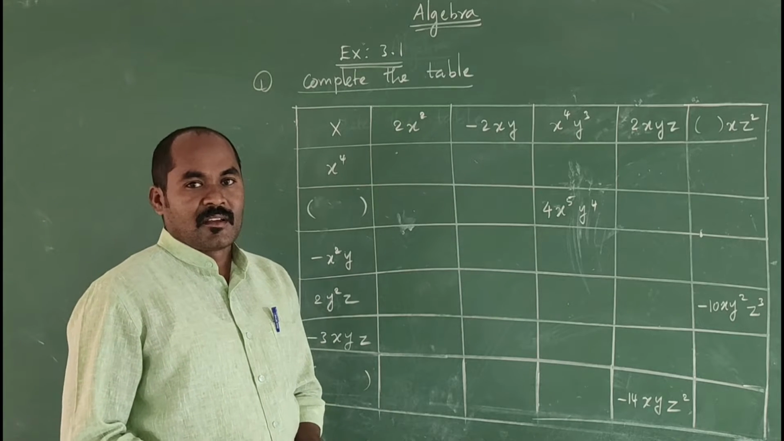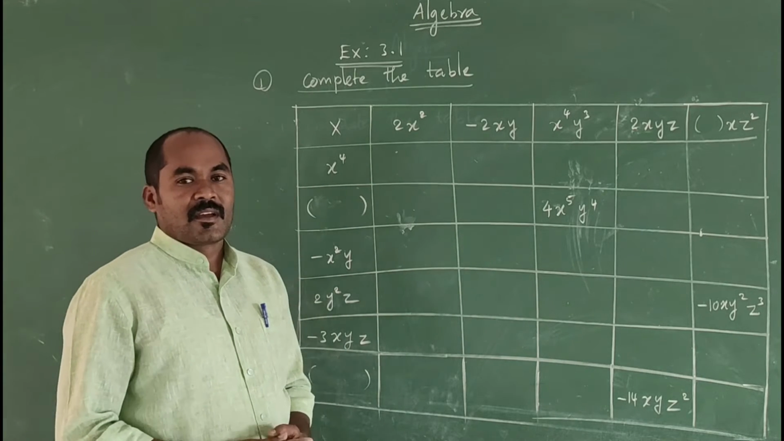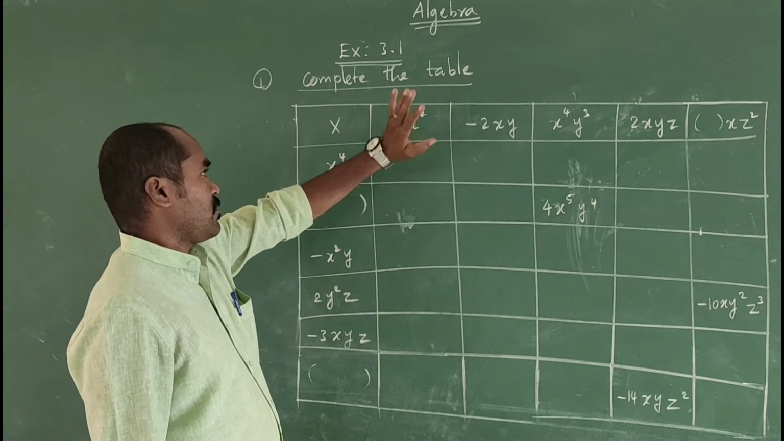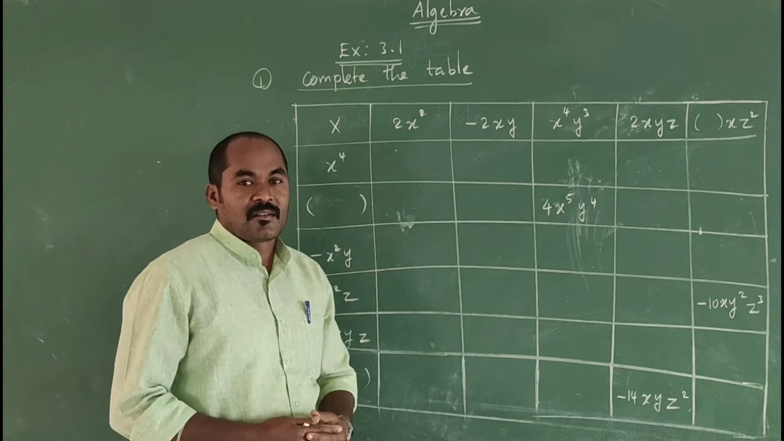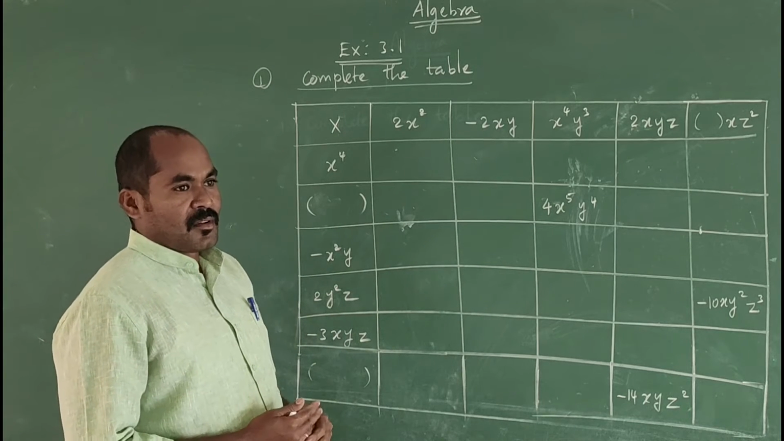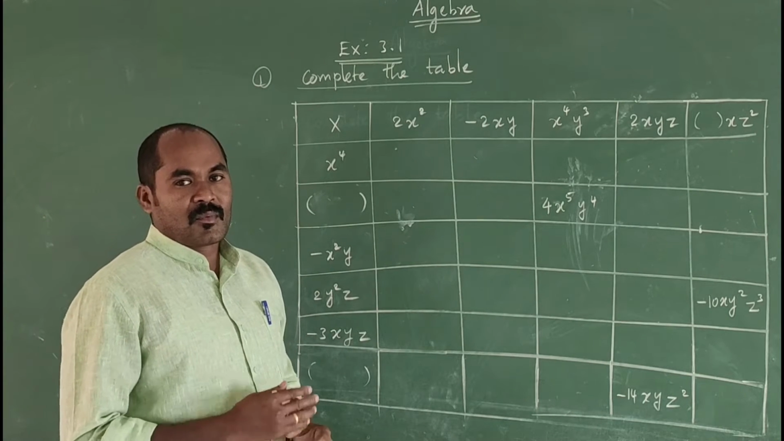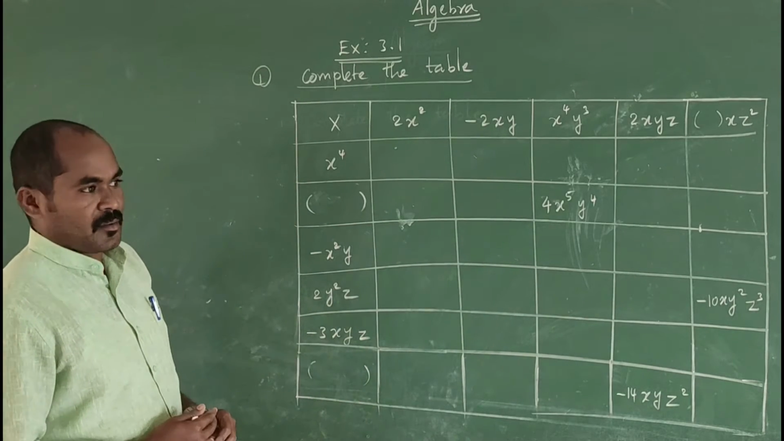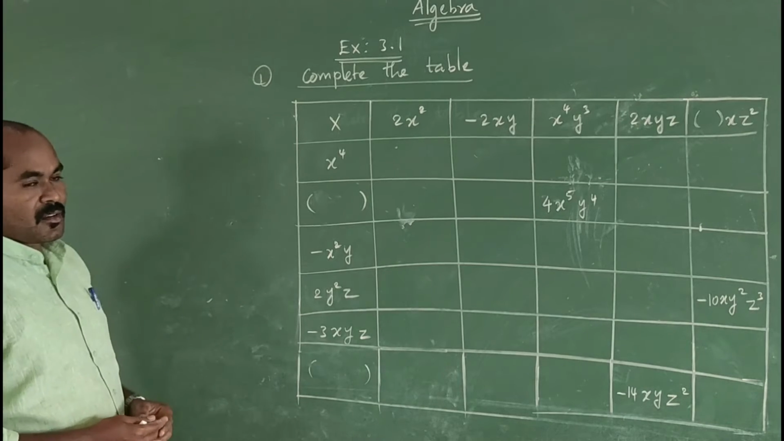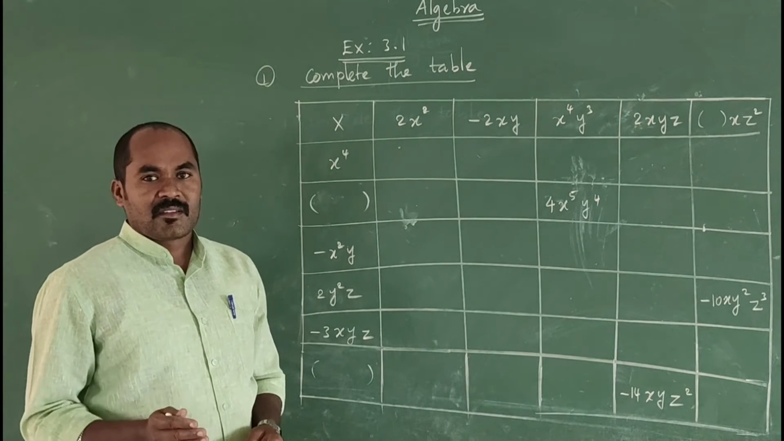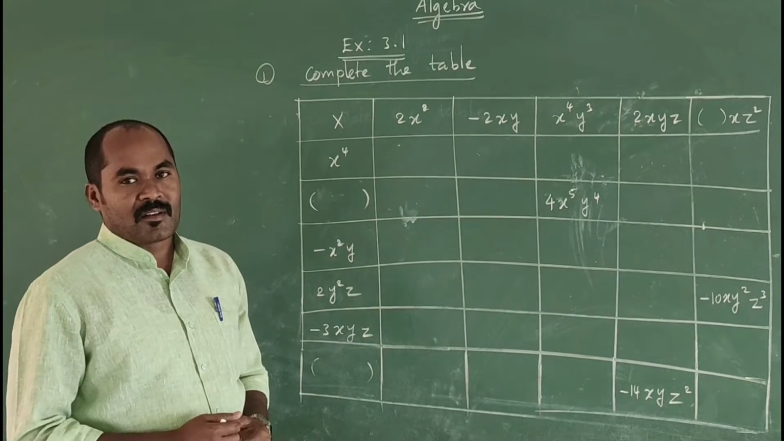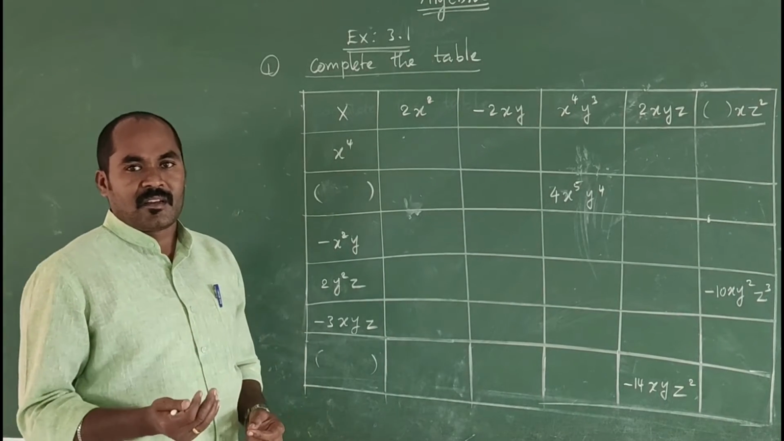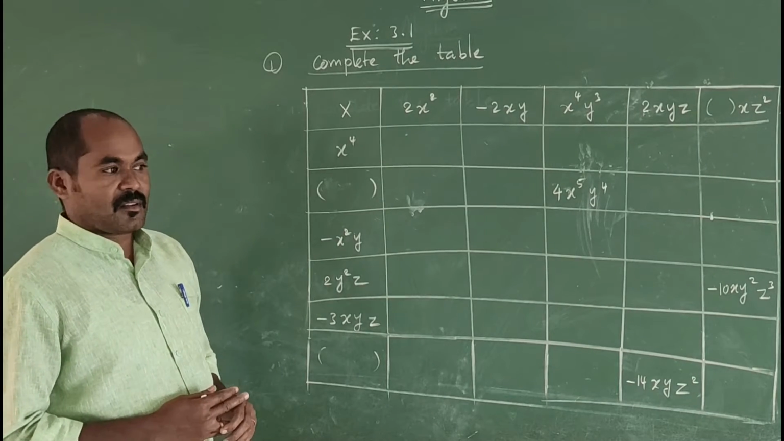Hi students, in this video I am going to teach algebra exercise 3.1 first sum. Complete the following table. Before I start, we know product of monomial and monomial, product of monomial and binomial, product of monomial and trinomial. So monomial means what? An expression contains only one term, that is monomial. Expression contains two terms, means binomial. Expression contains three terms, that is called trinomial.